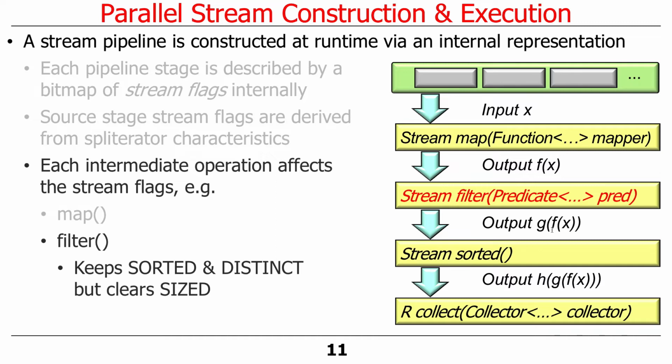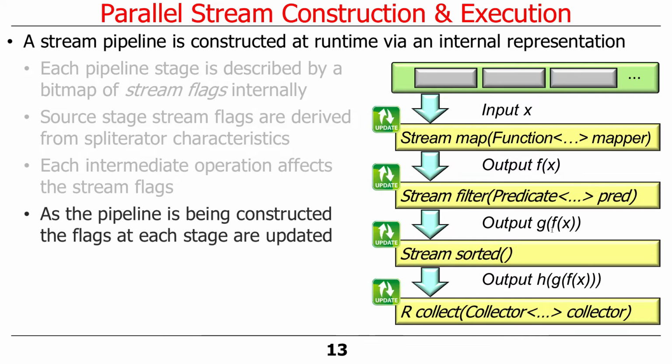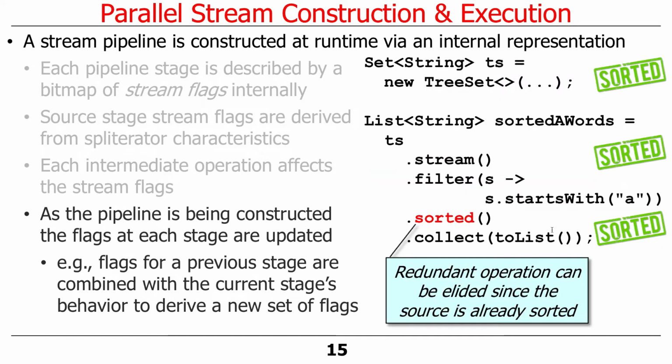Filter clears sized, because you could have fewer items, but it keeps sorted and distinct set. And sorted keeps size and distinct and adds sorted. So the sorted operation will change the flags. As the pipeline is being constructed, the flags at each of the stages will be updated. This is all done magically for you underneath the hood, so you don't have to worry about how it works. So flags for a previous stage are combined with the current stage's behavior to derive a new set of flags for that new stage.